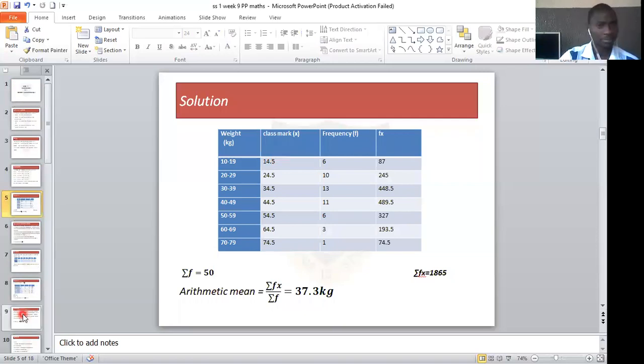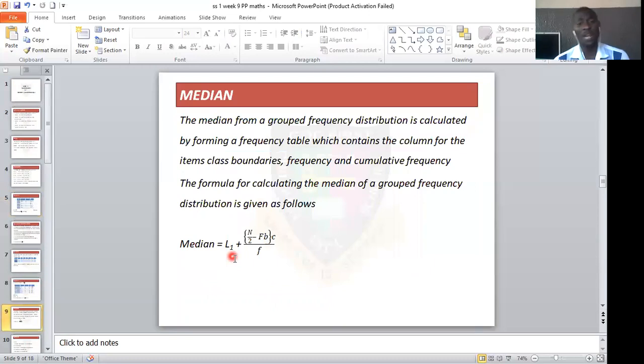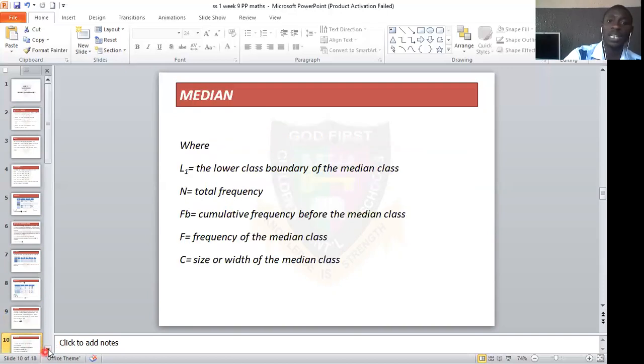The median is given by the formula L1 plus open bracket n over 2 minus FB close bracket, divided by f, times c. Where L1 is the lower class boundary of the median class, n is the total frequency, FB is the cumulative frequency of the class before the median class, c is the class width, and f is the frequency of the median class. These are the parameters, and we gave an example and solved through.